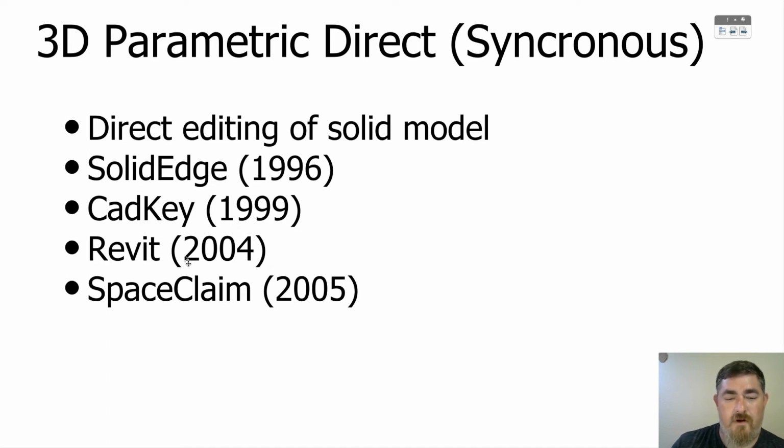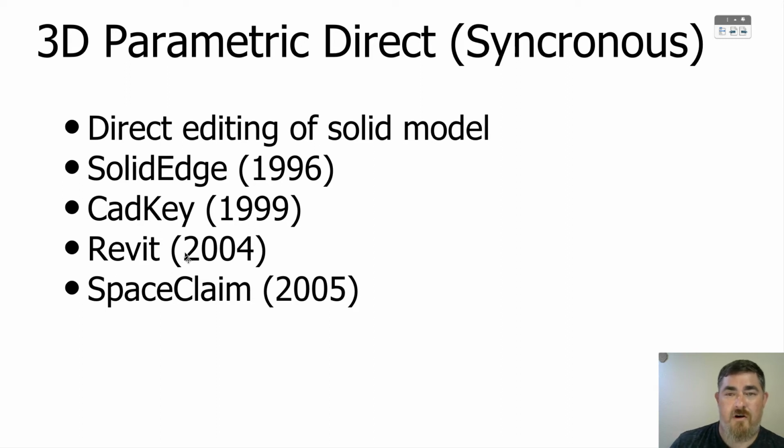Revit is an architectural-based program. So far we've been talking about some general ones. Solid Edge was mainly for mechanical drawing, so drawing parts and pieces and things. So CAD Key was still kind of general. Revit was specifically architectural based. So it was a full 3D environment meant just for architecture.